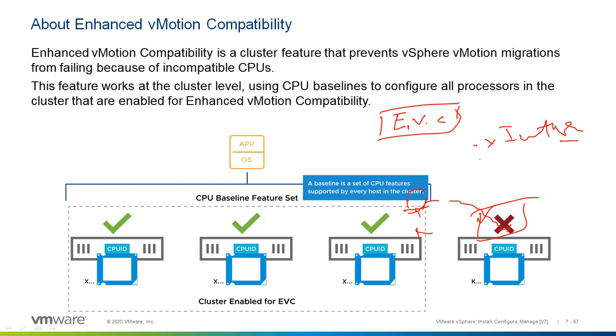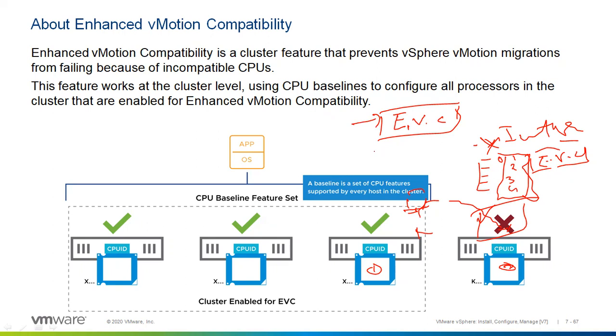So it will show under Intel Xeon which all are the CPU families can be, like this is CPU family 1, this is 2, 3, 4, all can be part of this Enhanced vMotion Compatibility. It means that all related CPUs of this family, if I have a cluster, for example, this has CPU family 1, this has CPU family 2, if we want to make them compatible with each other, then we have to enable EVC at the cluster level.